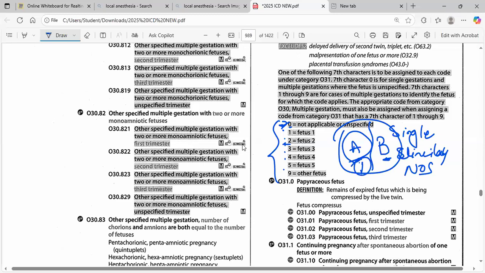Any questions so far? Any doubts? Reminder, you have to use seventh character 0 whenever there is a single fetus. You have to use seventh character 0 when you are unable to determine which one is affected, and when it is not mentioned which one is affected.